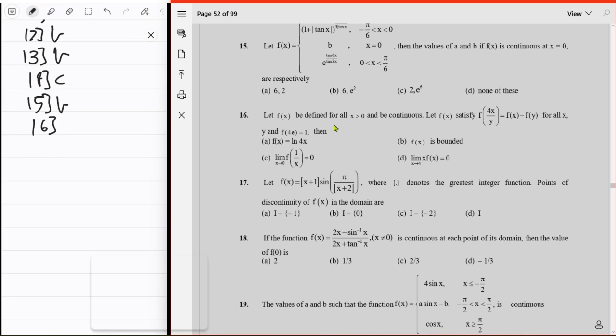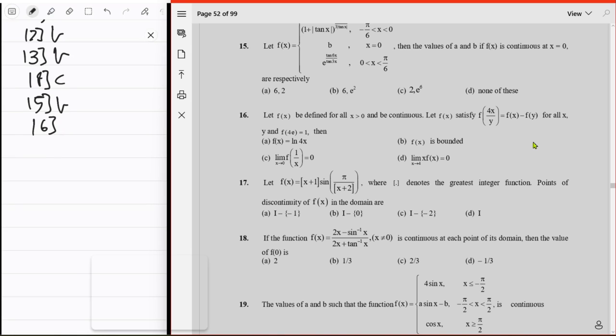16. Let f of x be defined for all x bigger than 0 and continuous. Let f satisfy f of 4x upon y is equal to this. Okay, fine, it's defined and it's also continuous. f satisfies this equation for all x and y, and f of 4e is equal to 1. Then, oh god, it's like f of 4x upon y is equal to f of x minus f of y. That's just weird, isn't it?